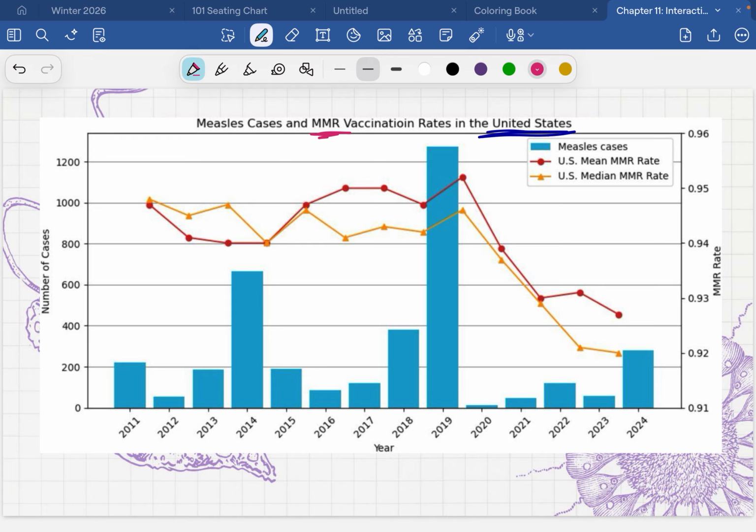But what I want to focus on, what we have going across the bottom is the year. And what we have going across this axis over here is the MMR rate. So this is the vaccination rate, the percentage of vaccination in the United States as a whole. Okay, so this is just looking at the entire United States. So this 0.91 is 91%, if you don't know that. And this 0.96 is 96%.